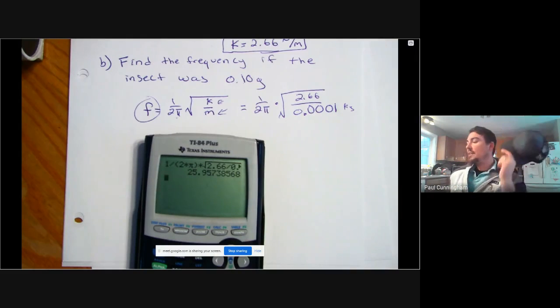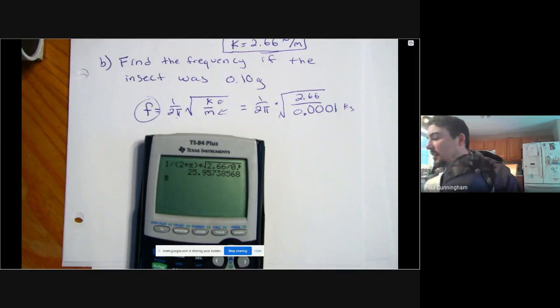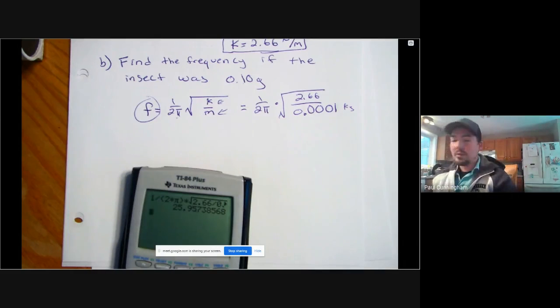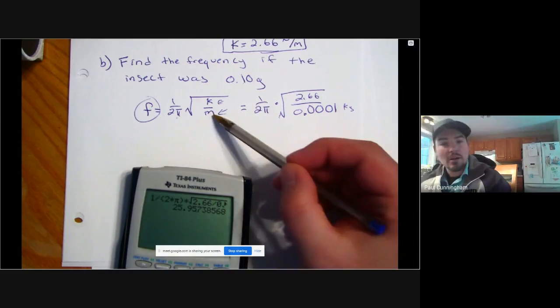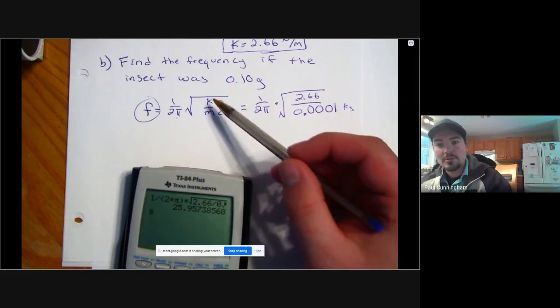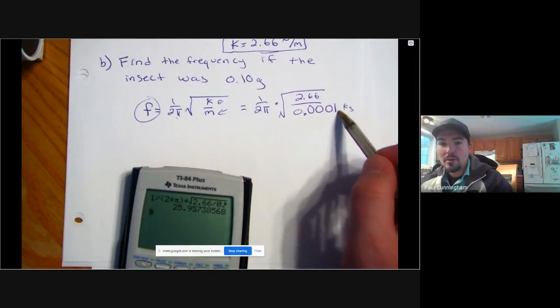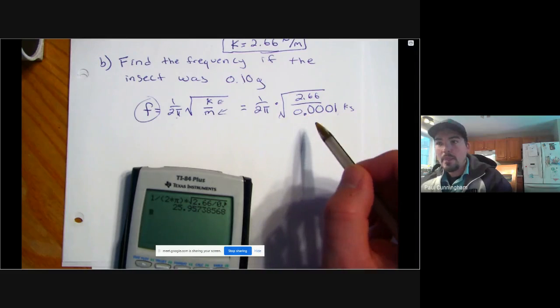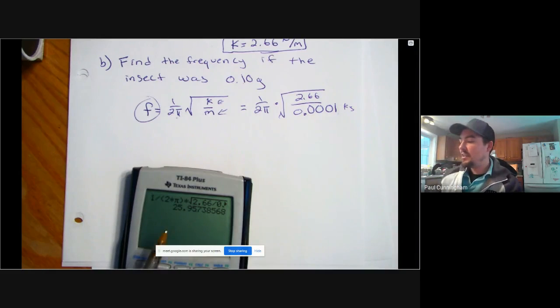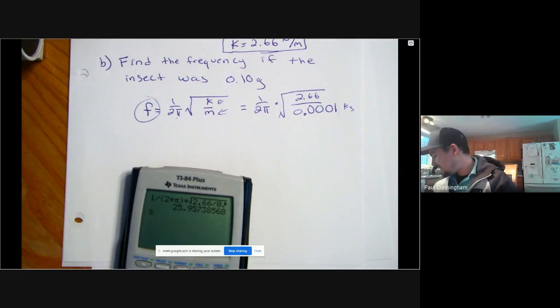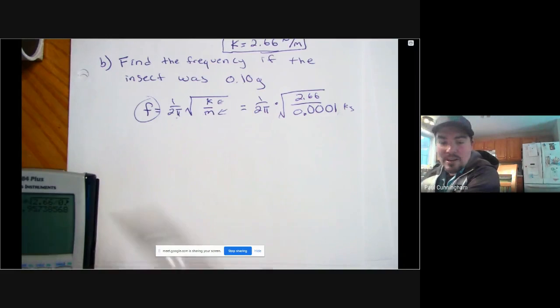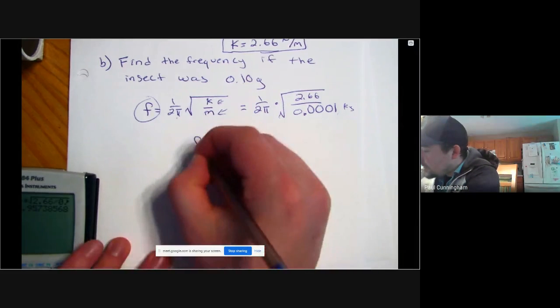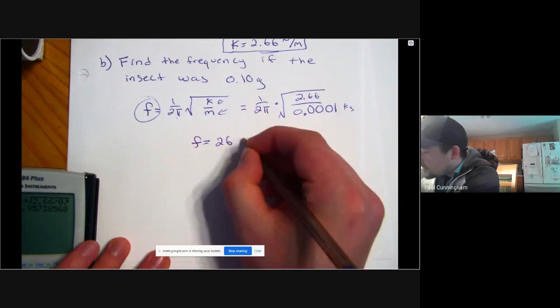Now, smaller mass means bigger frequency. Let's make sure, does that make sense? If you're dividing by a smaller number, do you get a bigger number? Absolutely. So it makes sense that our frequency went up when we're dealing with a smaller mass. Okay. So we have a frequency at 25, really close to 26. I would just call that 26 hertz and pretty much be done with it. If I was rounding it, it would be 26 hertz. So F equal to 26 hertz.